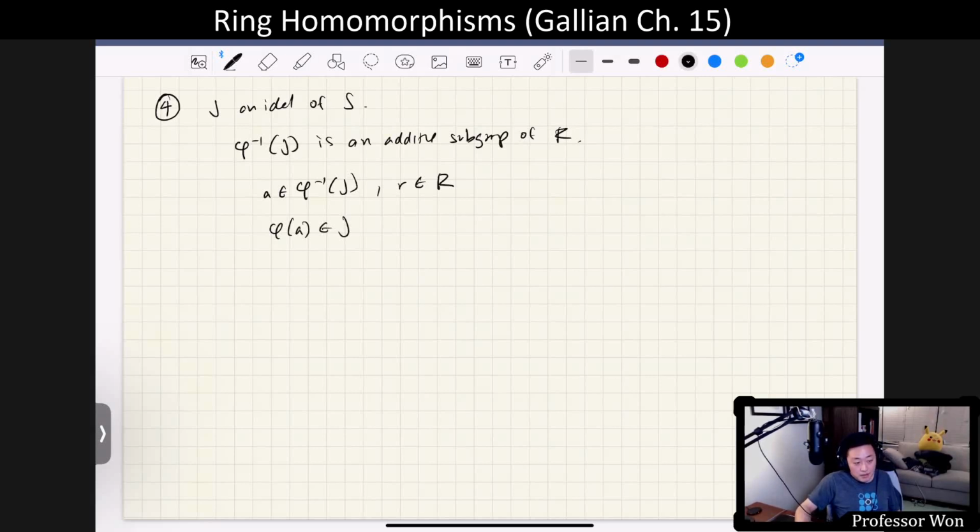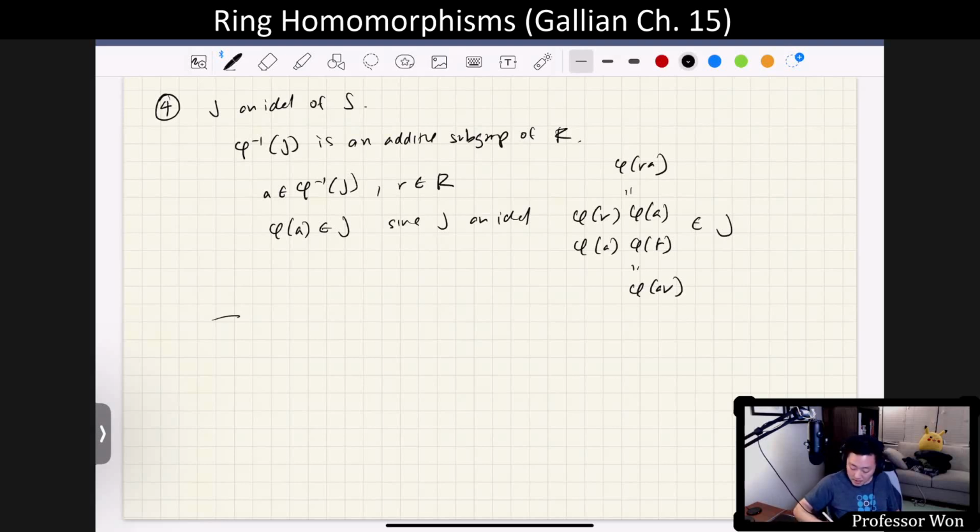J is an ideal. It absorbs multiplication on the left and the right by elements of S. In particular, it absorbs multiplication by phi of r, right? So since J is an ideal, we know that phi of r times phi of a, and phi of a times phi of r are both in J. But since phi is a homomorphism, this is phi of ra, this is phi of ar. Those are both in J. But another way to say that is that ra and ar are both in the pre-image of J.